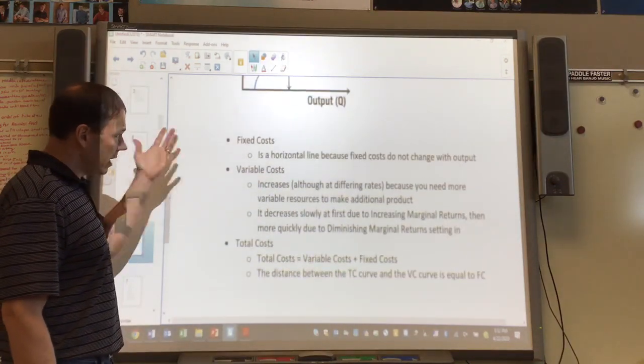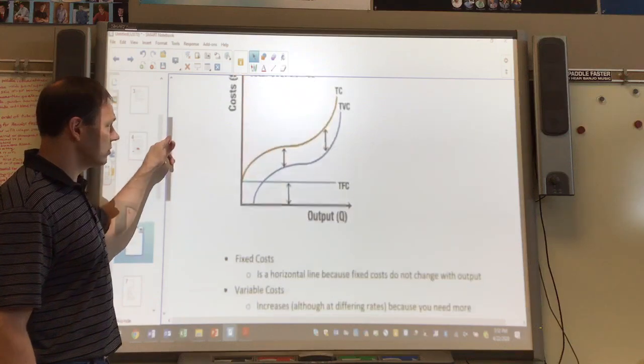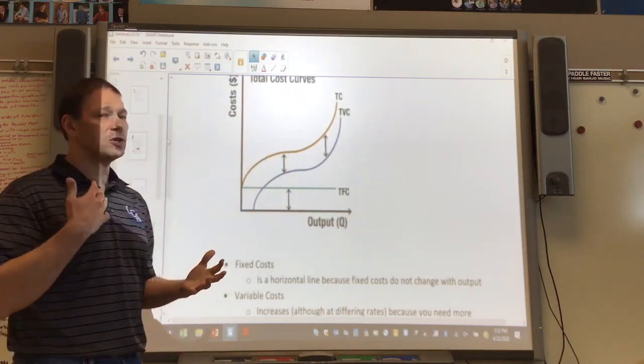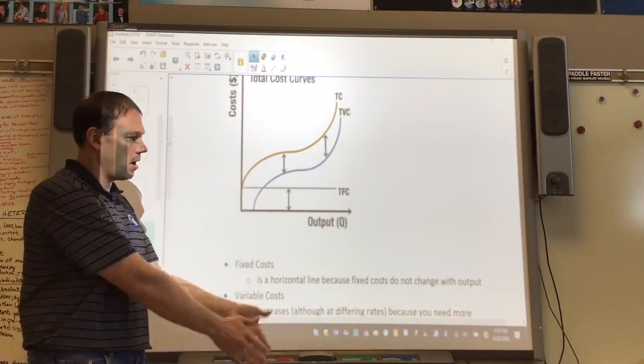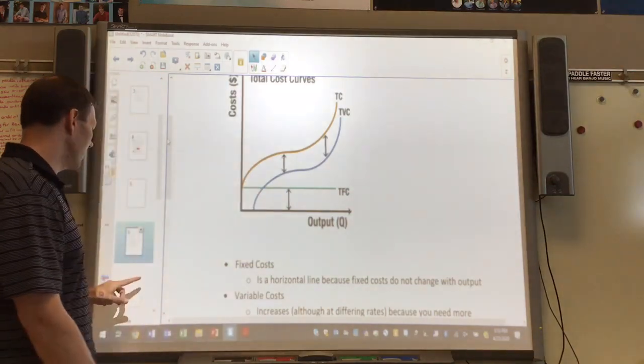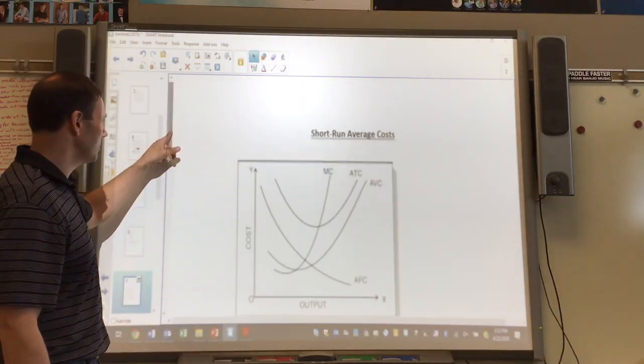All right, now, again, it's important to understand these curves. You won't see them a lot. We see the averages much, much more often, but again, understanding why these curves are what they are helps us understand why the averages are what they are, which is what comes next.